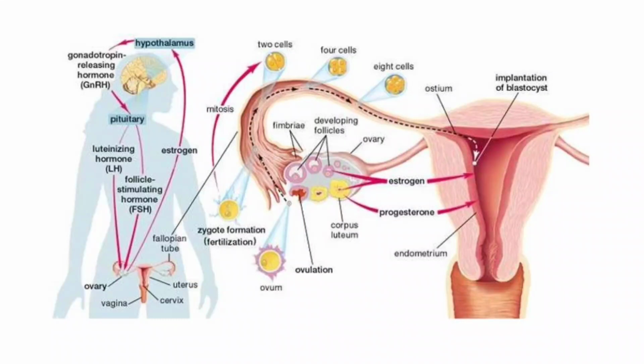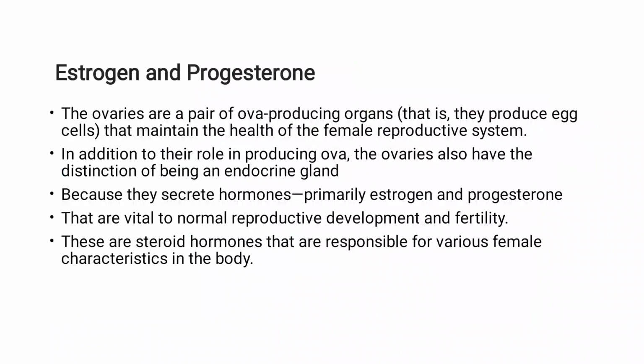If there is fertilization, there will be implantation of the blastocyst into the endometrial lining of the uterus. If there is no fertilization, then the reproductive cycle moves to the phase called the menstrual phase. There are two hormones that play a vital role in controlling reproduction in females. They are estrogen and progesterone. These two hormones are produced by the ovaries.